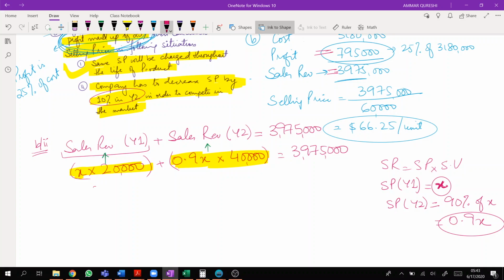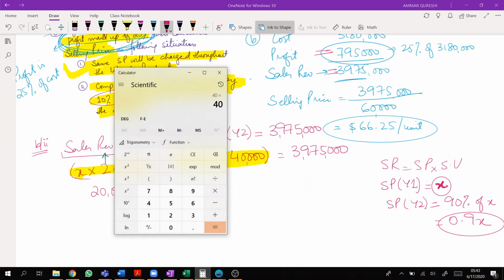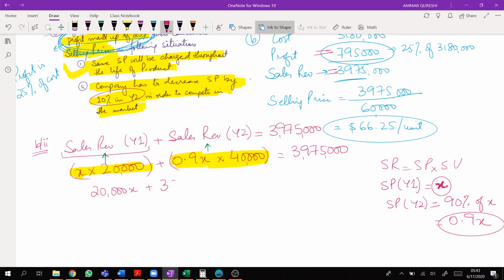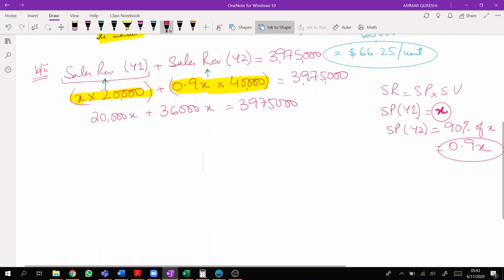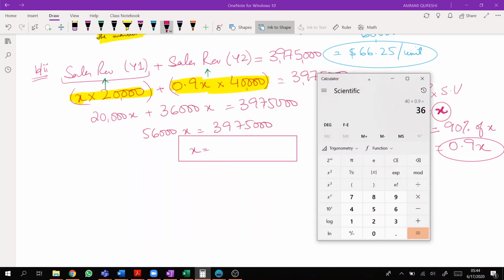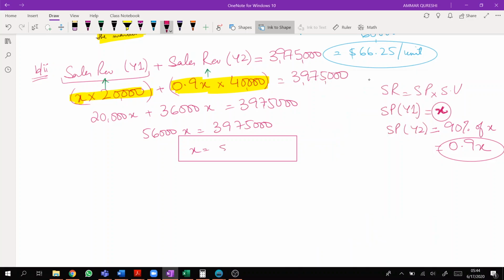So let's write the calculation of X. This will be 20,000 of X plus 0.9 into 40,000, and 40 into 0.9 is 36. So 36,000 of X should be equal to 3975000. Right, so 20 and 36 is 56,000 X. 3975000. So X will be equal to what in this case? 3975000 divided by 56,000 is 70.98.